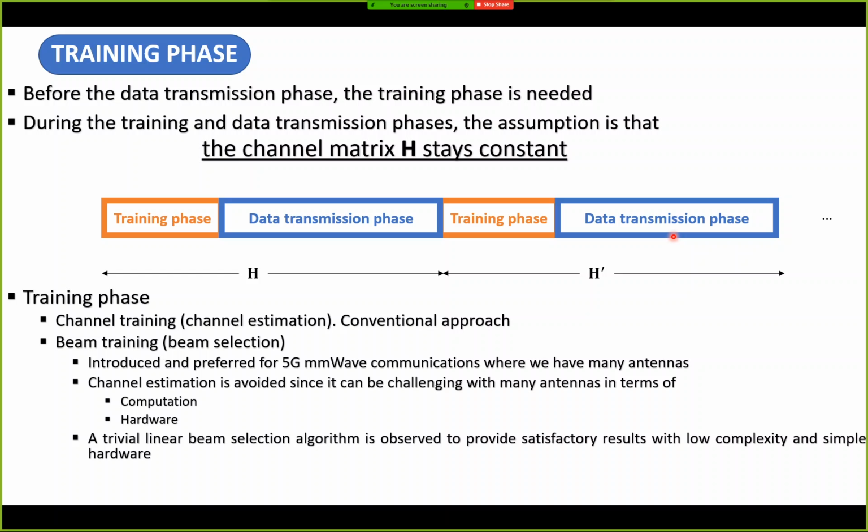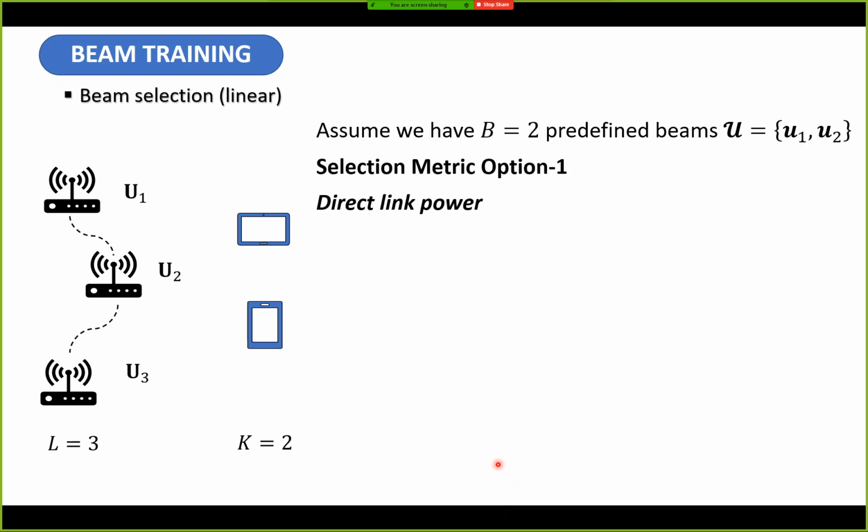In fact, beam selection is also difficult because the number of beam options can increase suddenly when we have many antennas. But it has been observed that a trivial linear beam selection algorithm can be satisfactory. As far as I know, this trivial linear beam selection algorithm is accepted in 5G standards. So for now, the approach is to avoid channel estimation and just do beam selection in the standards. It is a really straightforward approach.